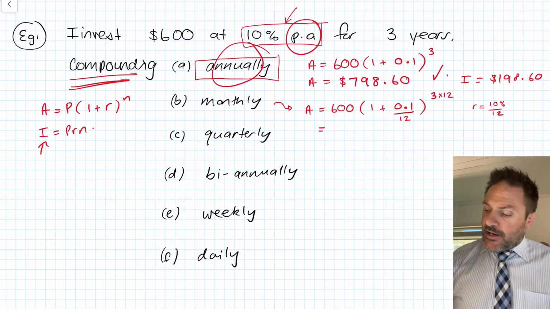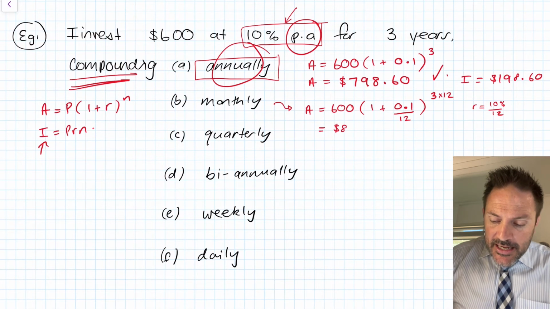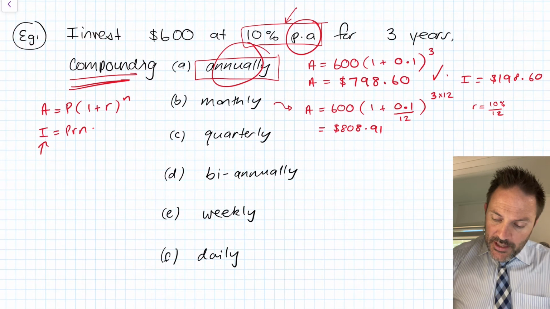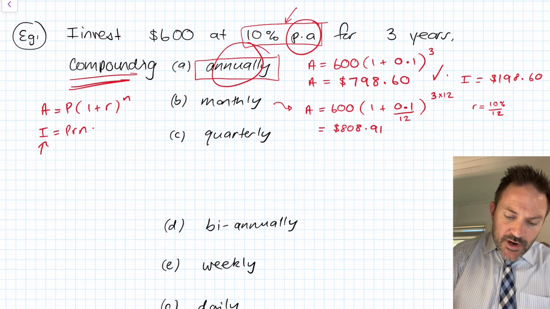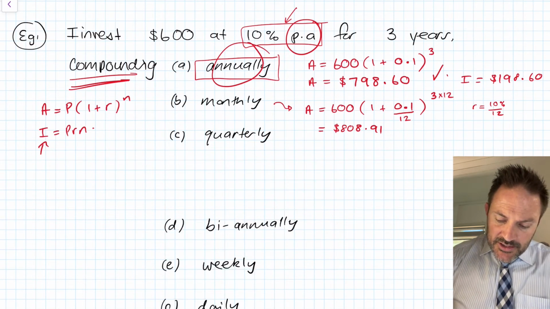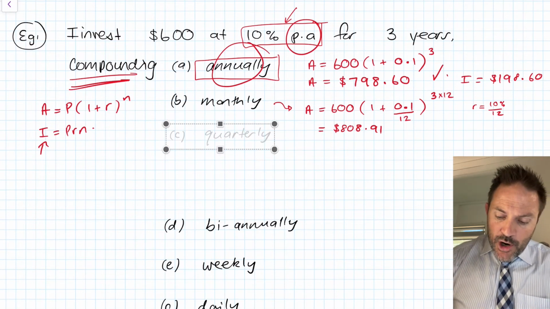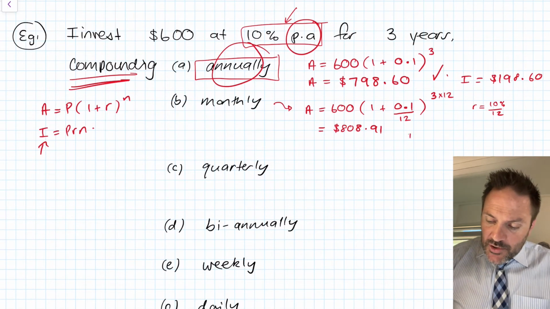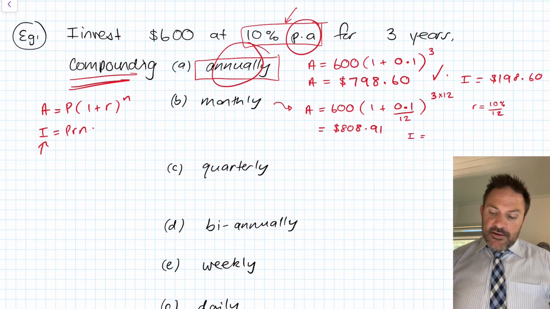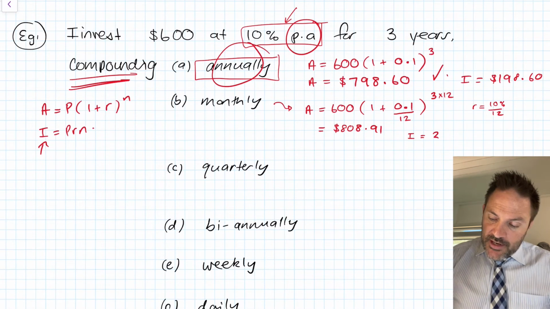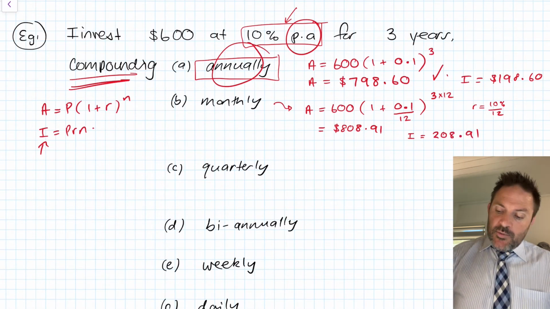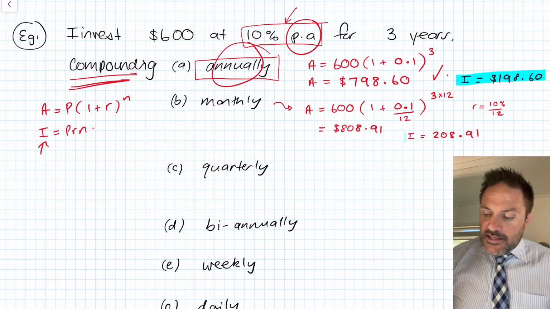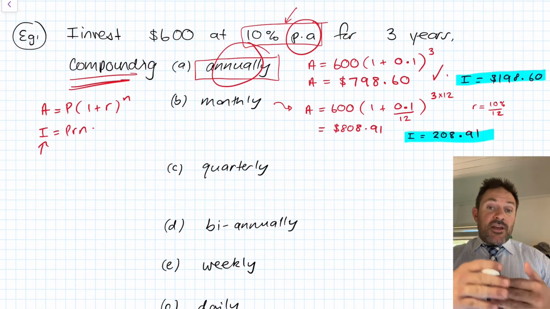Now, if I plug that into my calculator, we end up getting $808.91. I'm just going to make a little bit more room here if I can. I'm going to drag the quarterly down. I'm going to start losing room here in a moment. Okay, now, if I want to look at the interest earned in this question, I'm going to have $208.91.